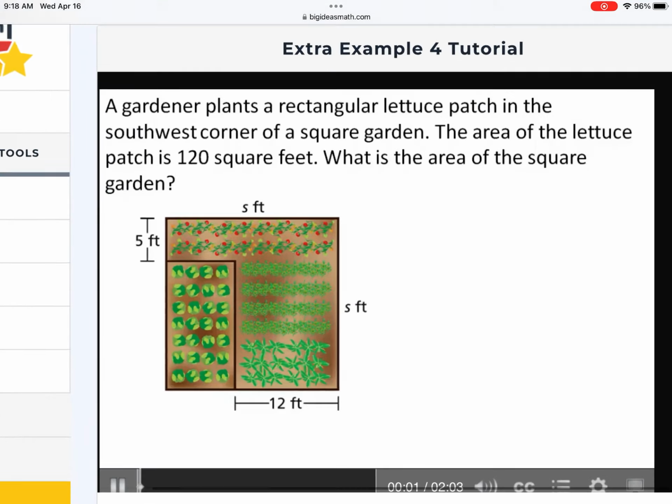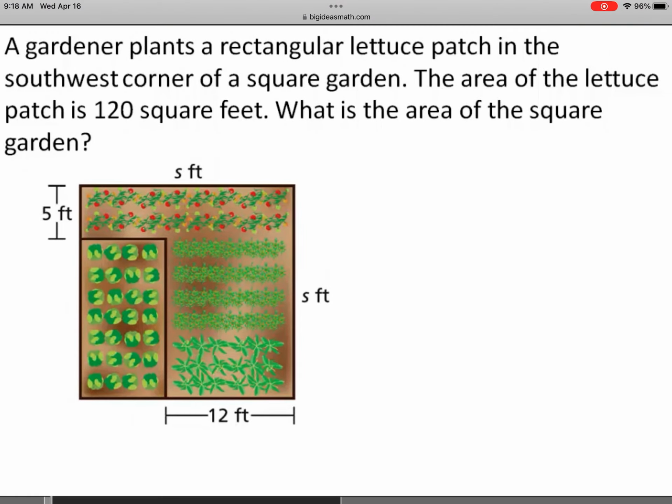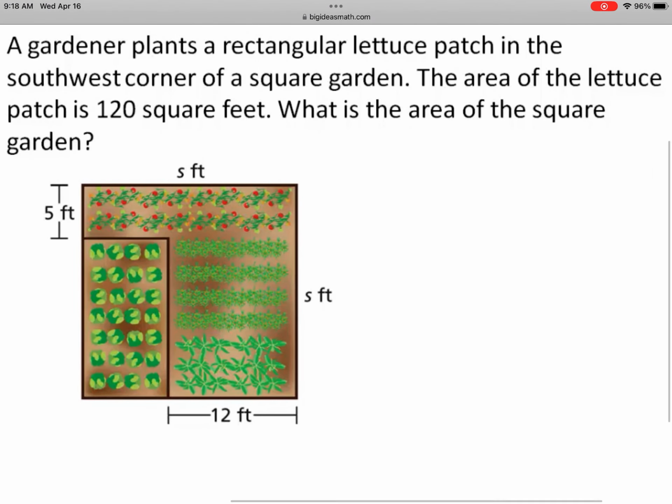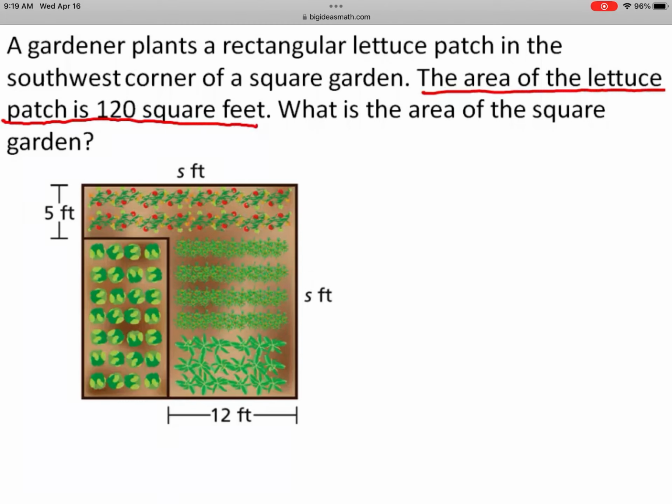A gardener plants a rectangular lettuce patch in the southwest corner of a square garden. The area of the lettuce patch is 120 square feet. What is the area of the garden? From the diagram, you can see that the length of the patch is s minus 5 feet, and the width is s minus 12 feet.